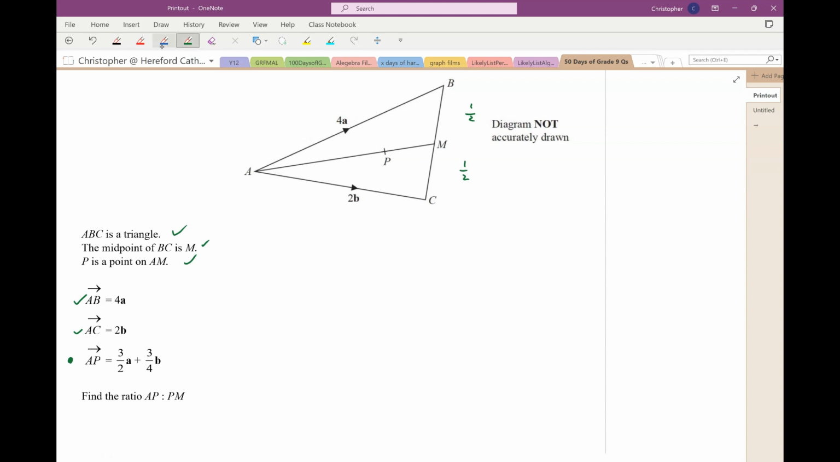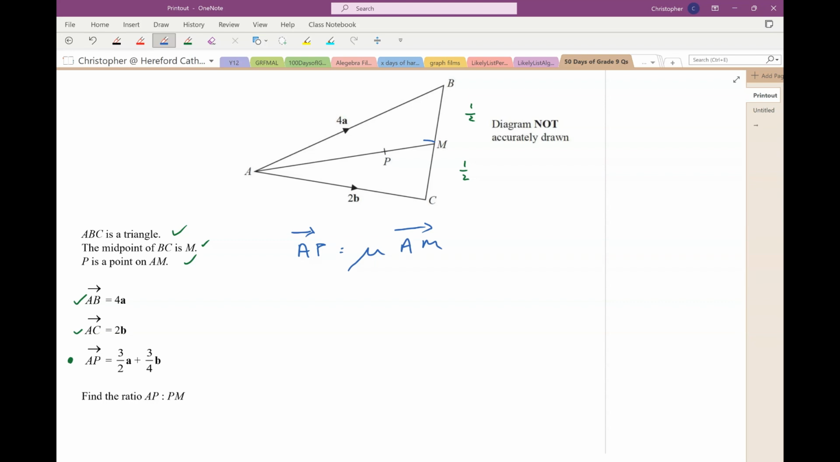So I've got to find the ratio between AP and PM. Okay. Well, let's first of all assume that AP is going to be mu of the way along AM. So, I don't know, maybe it's a half, maybe it's 2/3, I'm not sure what it looks like. Well, it looks like more than a half, doesn't it?